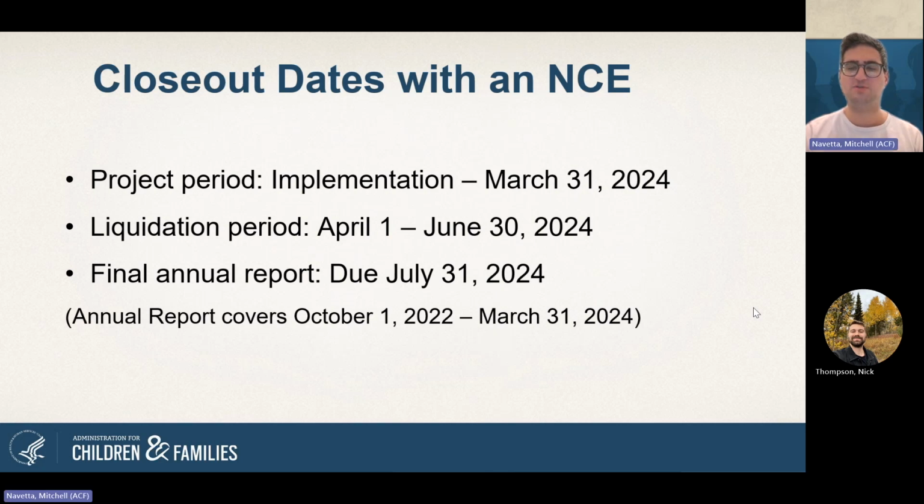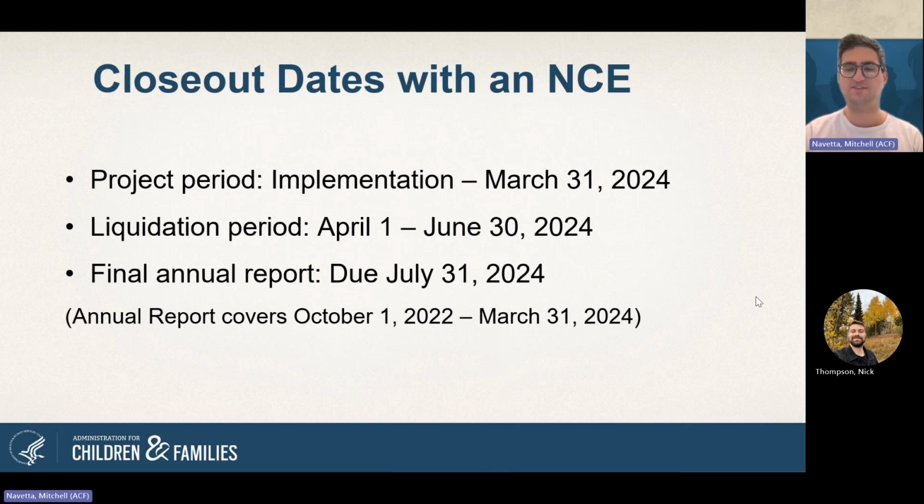As for grant recipients without an NCE, we will later cover how to maintain access to the Payment Management System, or PMS, to draw down previously obligated administrative funds after June 30th, should you need to do so for any reason. The final LIHWAP annual report for fiscal year 2023, covering the period of October 1st, 2022 through March 31st, 2024, will be due to OCS by July 31st, 2024.